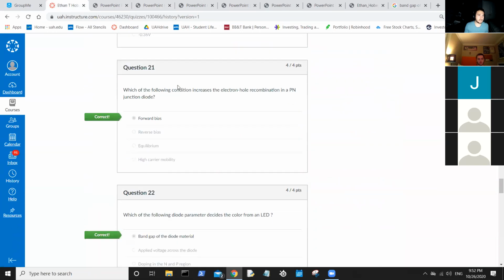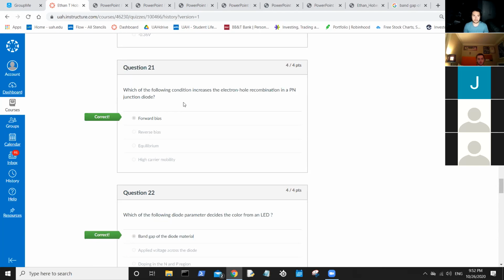All right. Which of the following conditions increases the electron hole recombination of a PN junction diode? So this one for me was a little bit of intuition. I didn't know the exact reasoning behind it, but the reasoning that I just came up with in my head, which I probably heard somewhere, was the reasoning behind why I got it correct. So let's think about this.